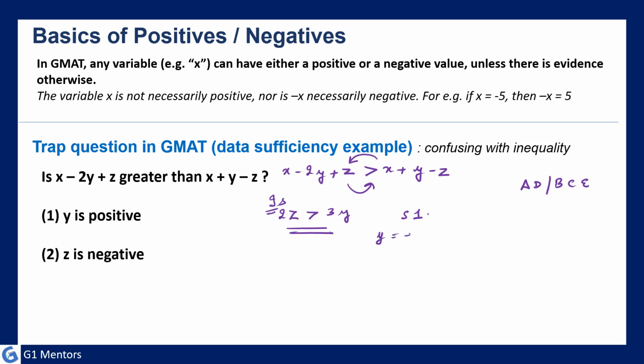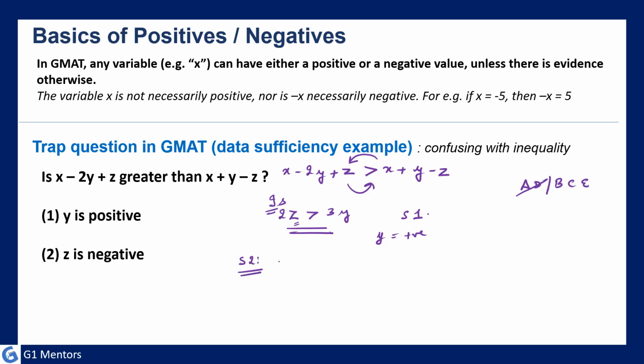Statement 1 says that y is positive. So statement 1 alone is not sufficient to answer the question because nothing is mentioned about z. So we strike off A and D. Now let's go to statement 2 alone.